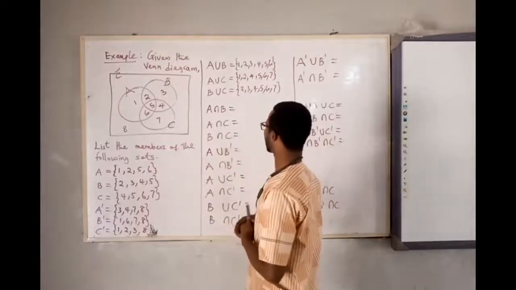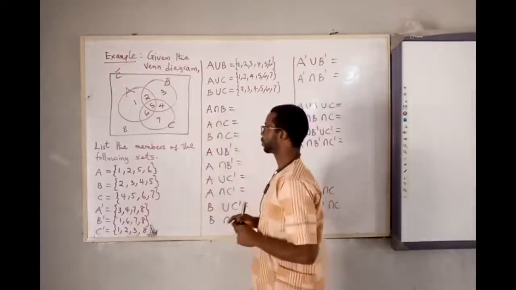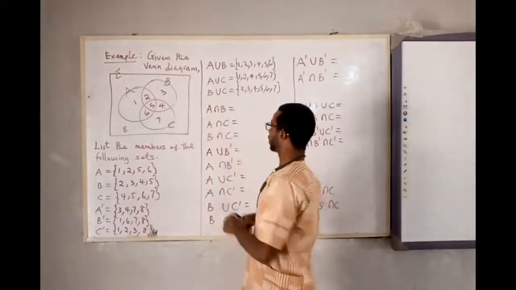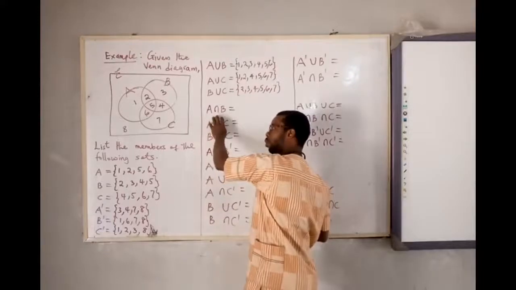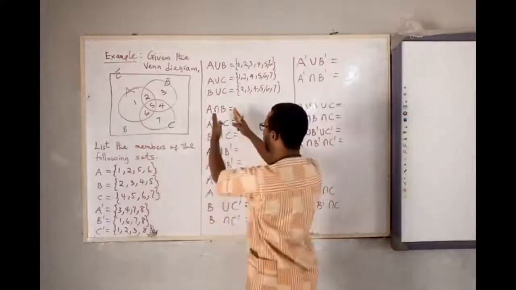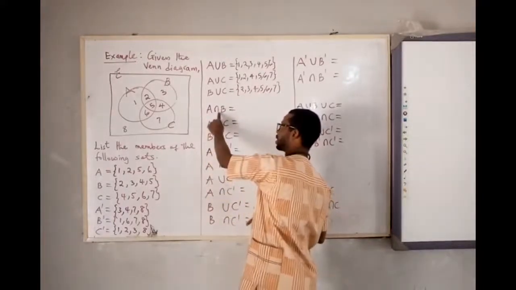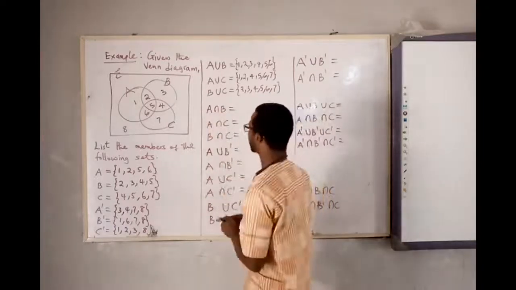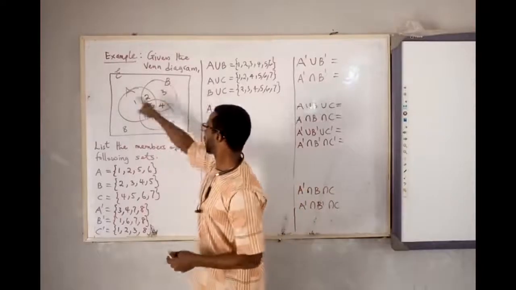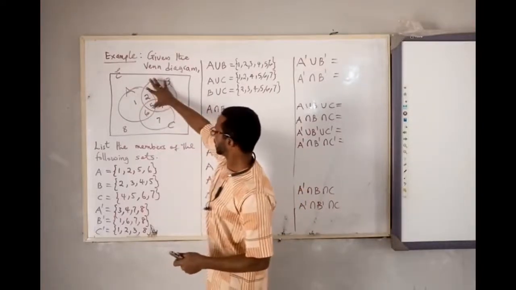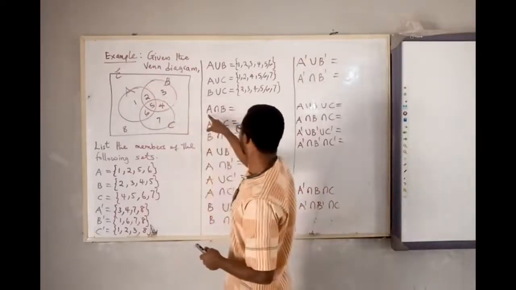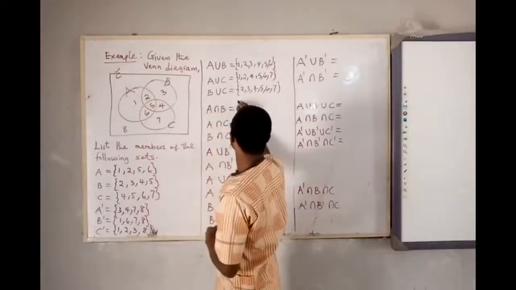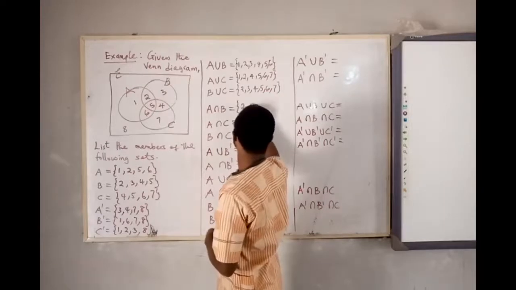So let's go to the next one, intersection. A intersection B. There are 3 circles there, but they're only dealing with 2. So our focus will be on those 2. We know that this symbol means intersection, and that simply means what is common. So go to set A and set B. You see that this is common. So this is A and B, and that will be 2, 5.